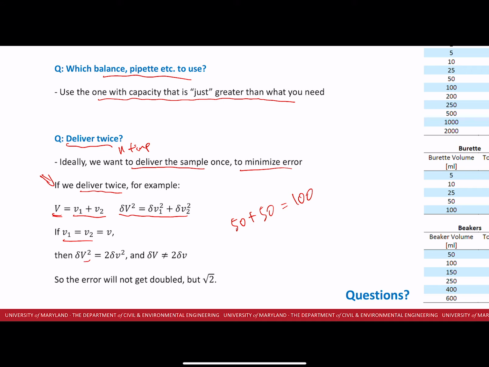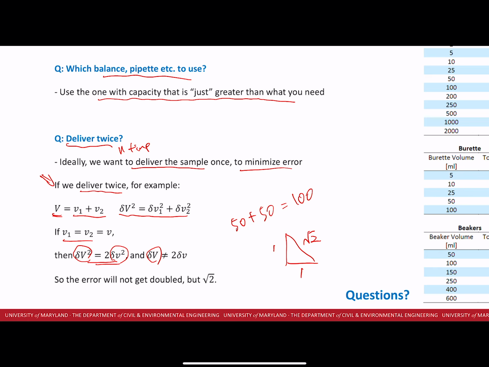We can see that this one equals 2 times delta V square. And we can see that the total error of V does not equal 2 times each one, because the coefficient is 2 if we take the square root. So basically, if we do it twice with the same equipment, the error will not double. It will increase by the factor of this one. So it's kind of like this is 1, 1, this is 2.